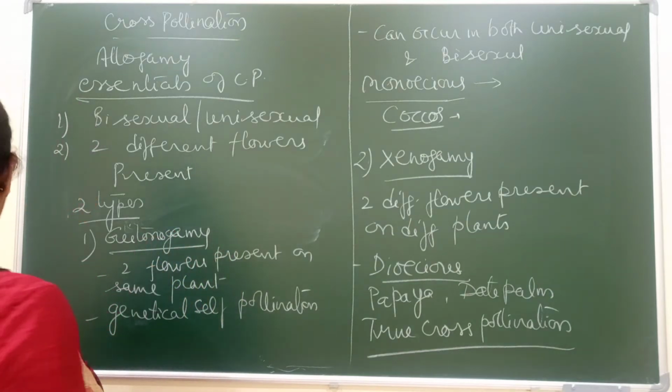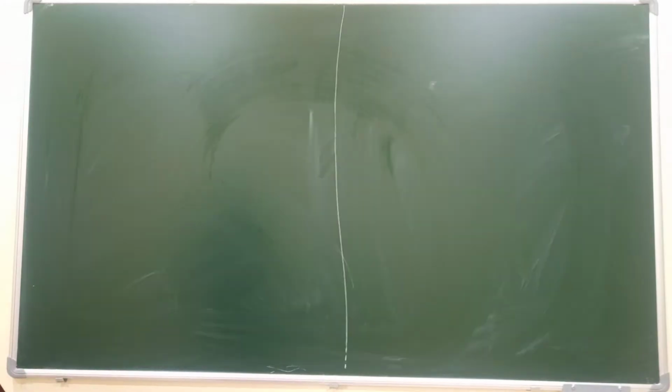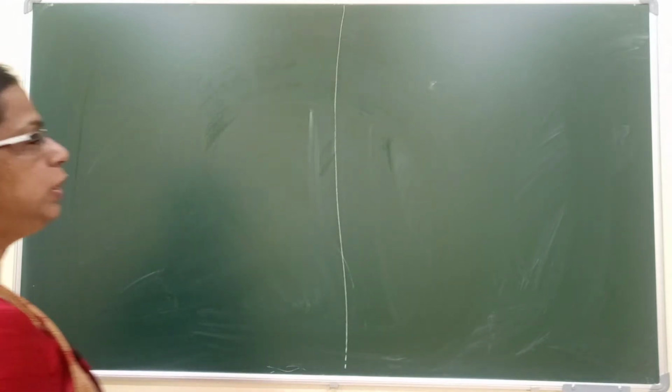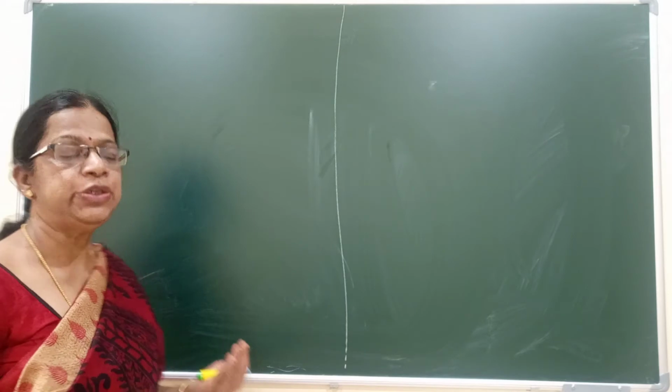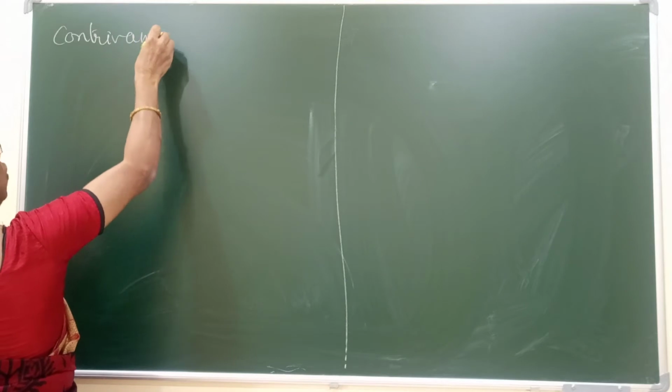Now next we can go ahead with the different contrivances and advantages of cross-pollination. First let us discuss the contrivances, then I will go to the advantages. Let us continue with the adaptations or contrivances of cross-pollination.